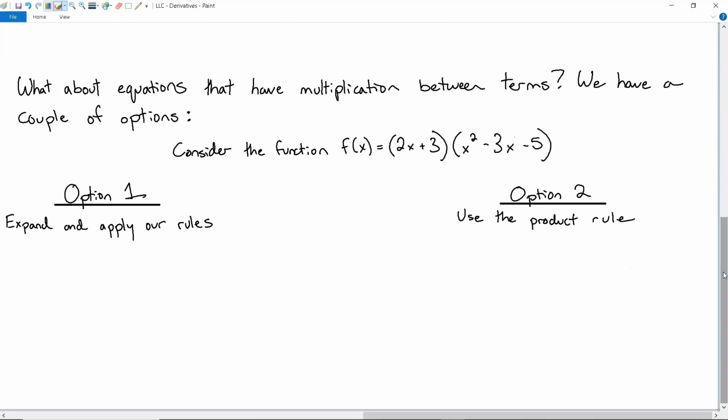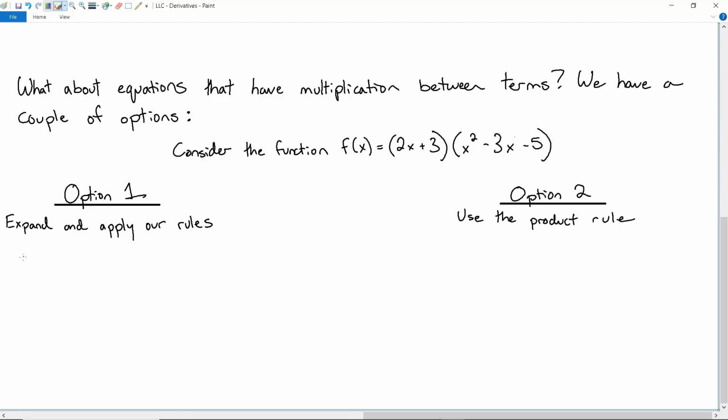All right, things are getting a bit more complicated. Now we have an equation that has multiplication between two terms, or two bracketed terms. And in this scenario, we have a couple of options. Option 1, we're just going to expand our brackets and then apply our usual rules. Number 2 is to follow a different derivative rule, which is known as the product rule.